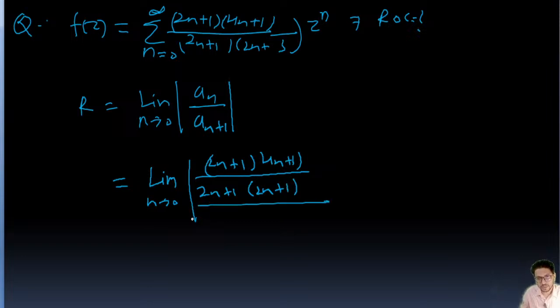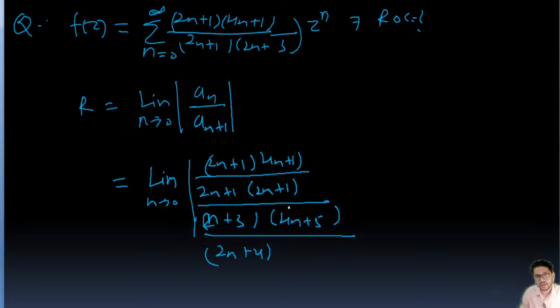Upon here, for a_(n+1), instead of n we'll put n plus 1, right? So this is going to be 2n plus 3 and 4n plus 5, okay, upon 2n plus 4, 2n plus 4, okay, and this is going to be 2n plus 5.